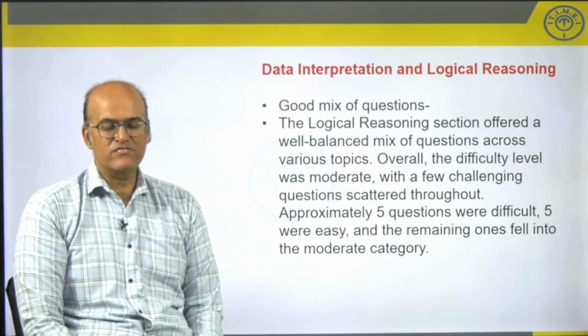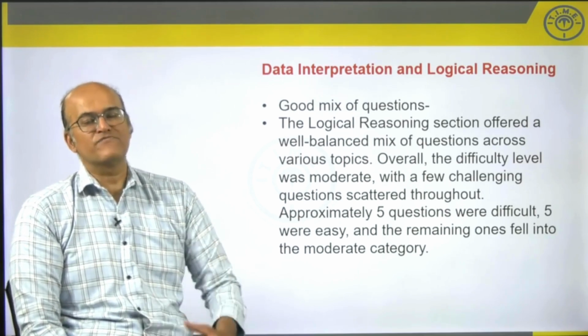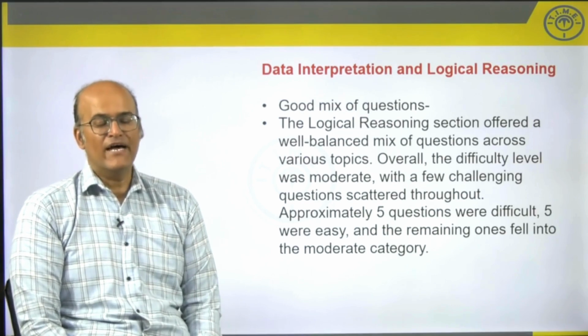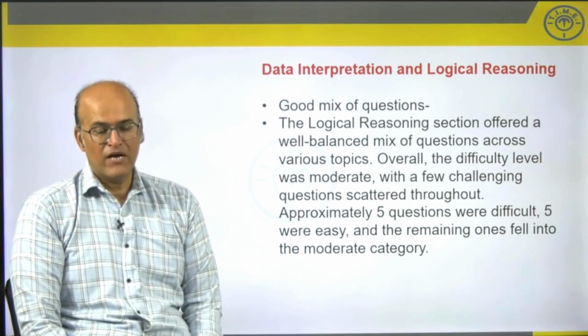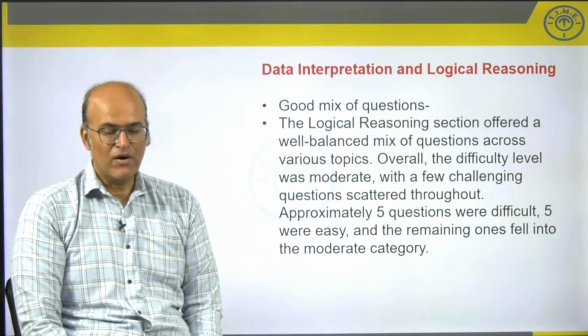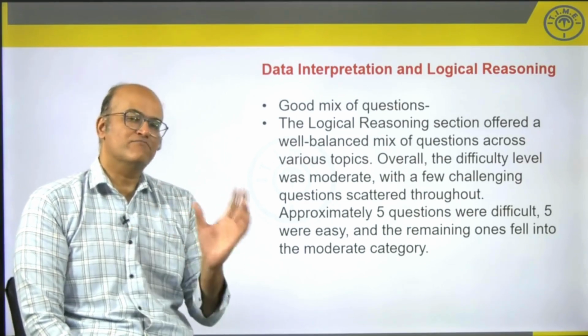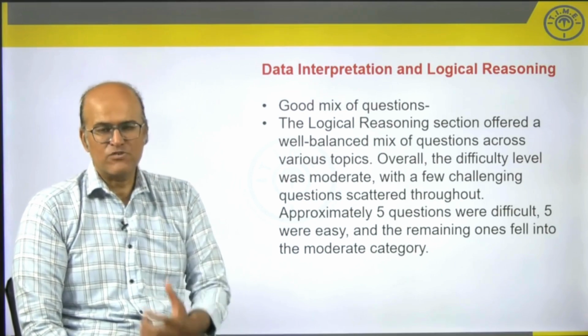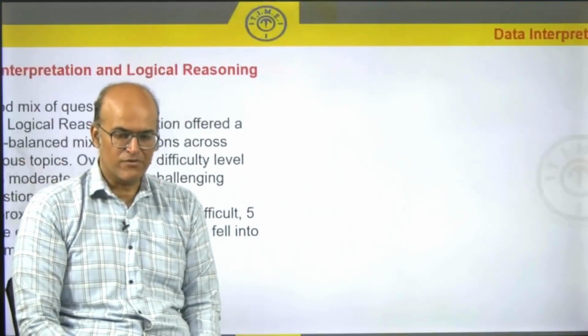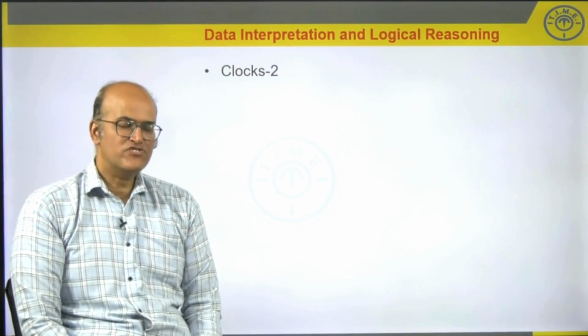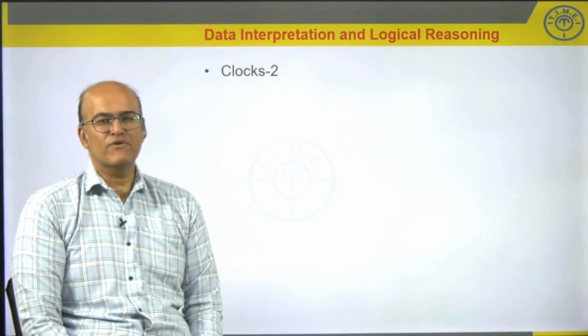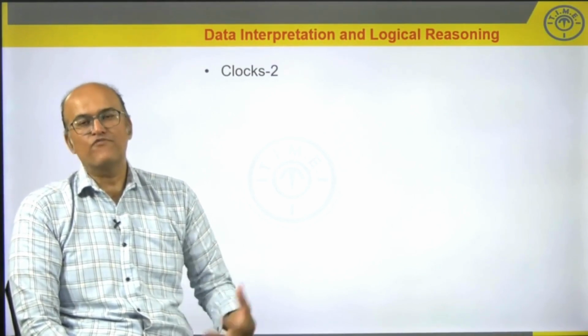you can probably say in this section, 5 questions can be classified as difficult ones, and 5 questions could have been classified as easy ones. The remaining could be classified as of moderate difficulty level. This was quite similar to how it was last year also. The chapter-wise breakup: there were a couple of questions on clocks. One of them dealt with faulty clock.